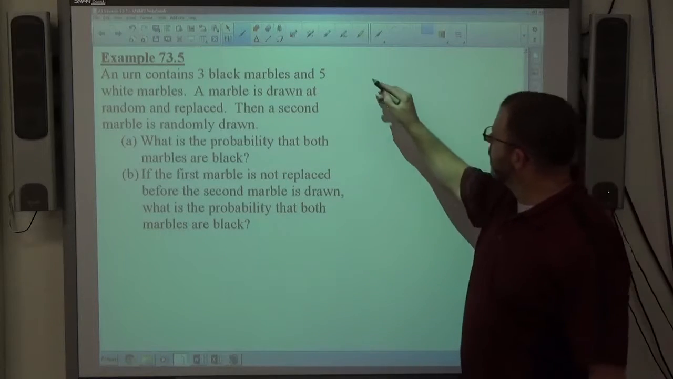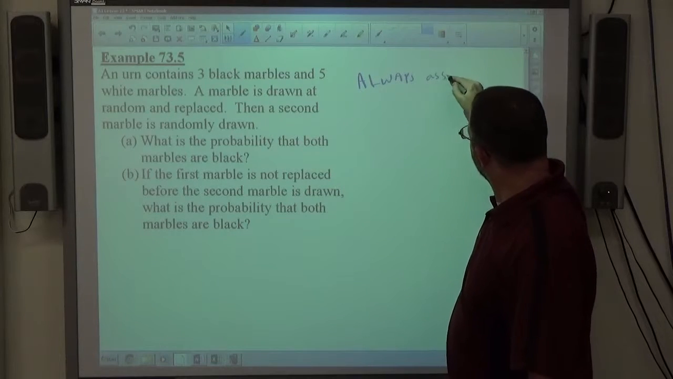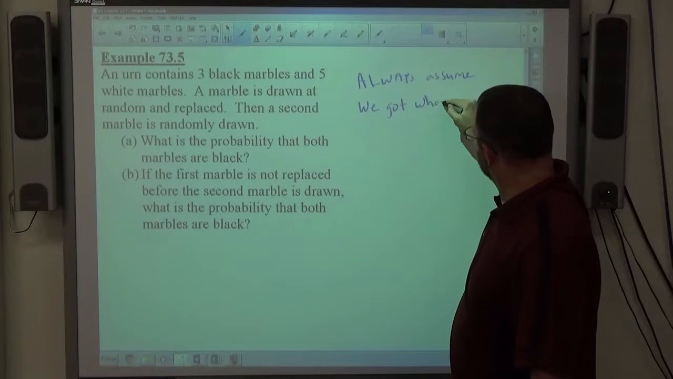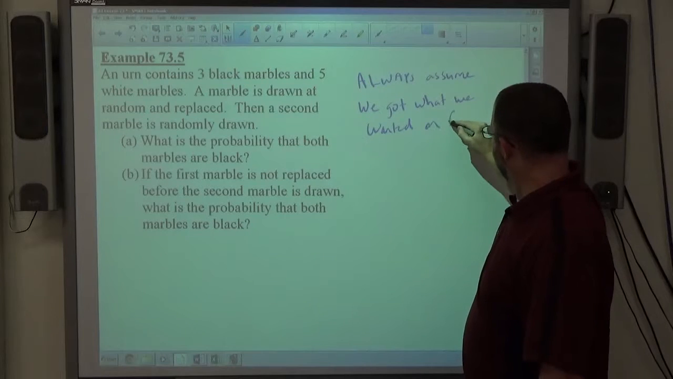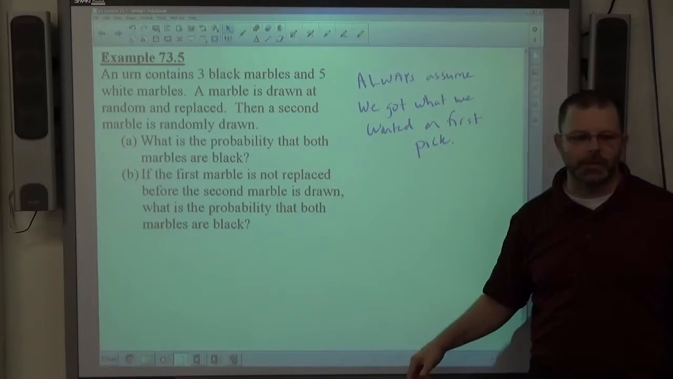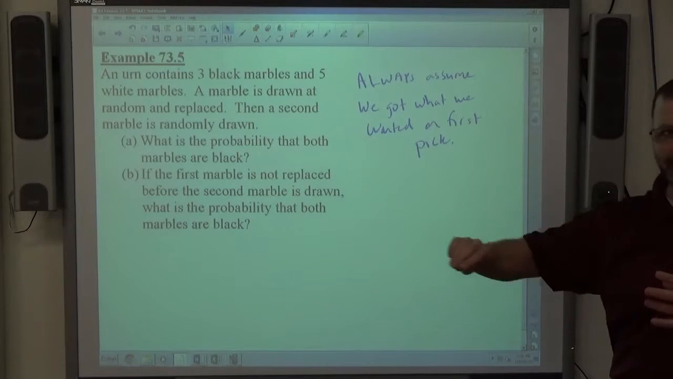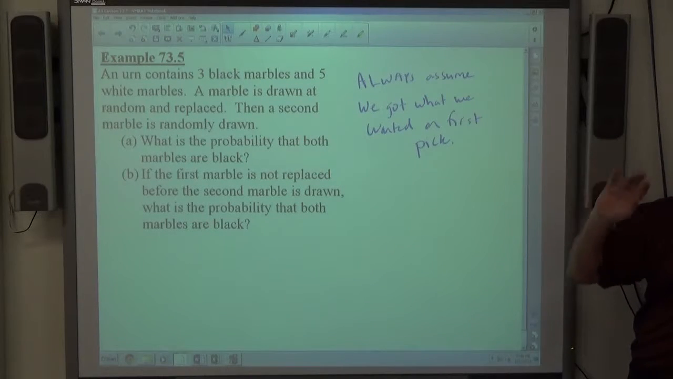We always assume we got what we wanted on the first pick. Anytime you pick more than one thing, and there's no replacement happening, so in other words, you're pulling it out, looking at it, and setting it aside, you're going to assume that you got what you were looking for. So if you wanted a red marble, you got a red marble. If you wanted a white marble, you got a white marble, whatever color we're dealing with.